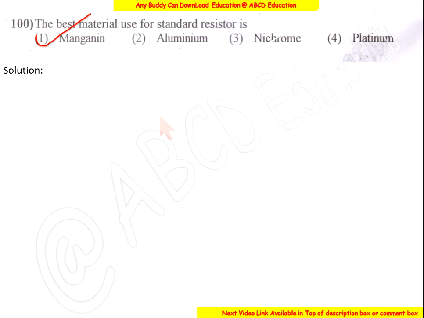Why? Because in manganin material, the thermally induced EMF error is very low in case of DC measurement, and in case of AC measurement, the thermally induced EMF error is very low in constantan, that is Eureka. So for DC measurement we use manganin, to reduce the thermally induced EMF. So the correct option is manganin.